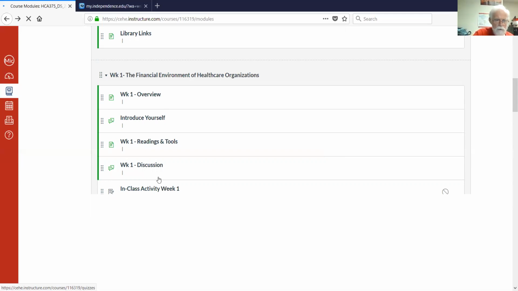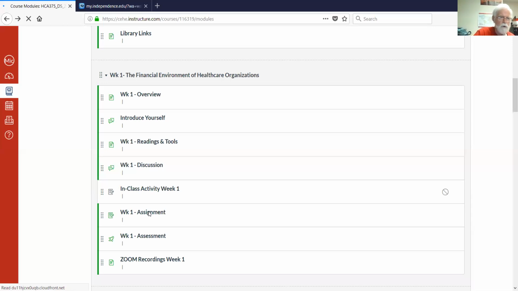We have an assignment this week, which here we are. Let's see if I can bring that up. The assignment this week is a paper. You're going to be discussing several things. You're going to discuss three different topics from a list, and then talk about how you feel about providing financial information to your employees. So you need to get started on that.